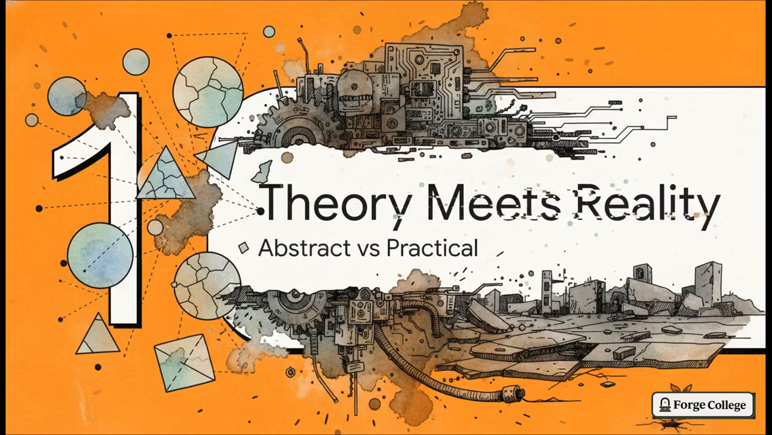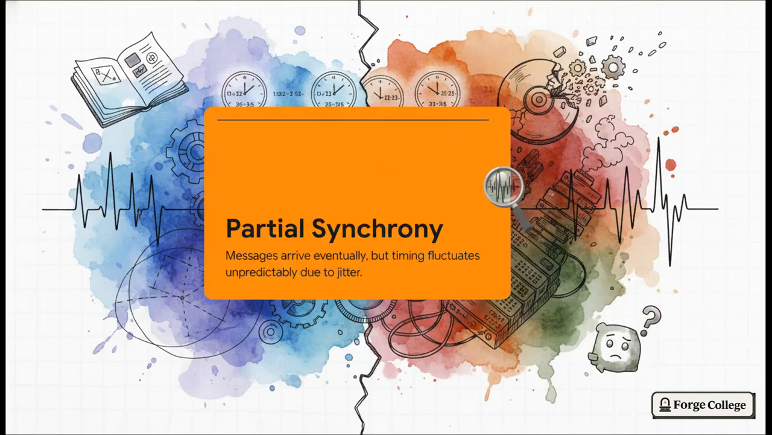All right, let's kick things off with Section 1, Theory meets Messy Reality. So when researchers write proofs, they get to operate in these nice controlled vacuums. They rely on theoretical models like partial synchrony. Basically, this assumes that messages will eventually arrive, but acknowledges that the timing might fluctuate a bit unpredictably due to jitter or delay. It's a nice, neat, comforting mathematical assumption.